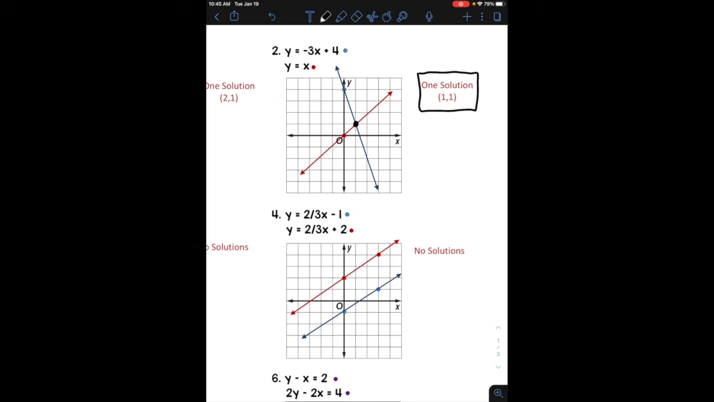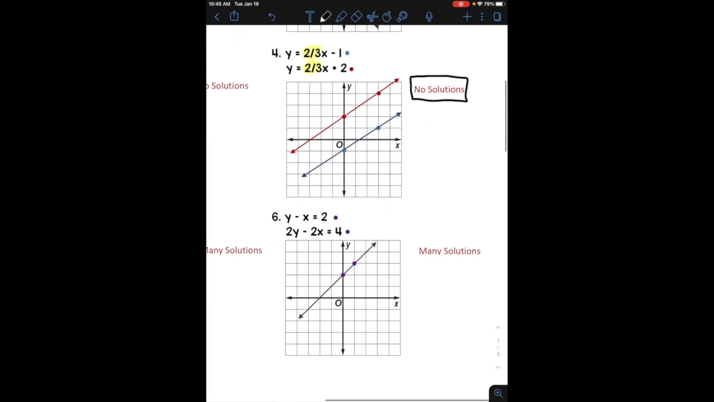Problem number 4, as you can see, they have the same slope and they're both in slope-intercept form. Therefore, when you graph these two lines, they appear to be parallel to each other. Parallel lines will never intersect each other, therefore will never have ordered pairs in common. This example will tell us that there are no solutions, or no ordered pairs that would be a solution to both equations of the system.